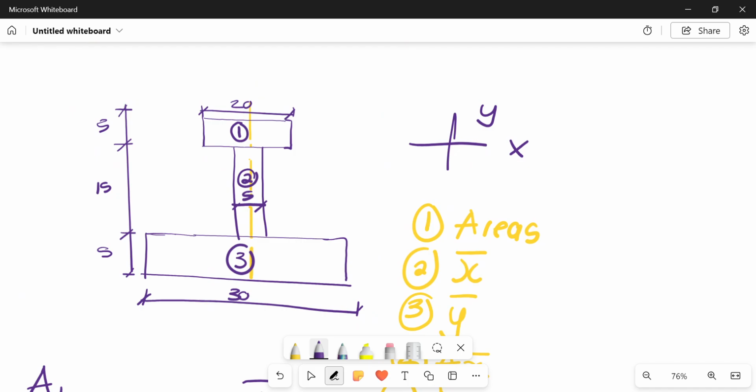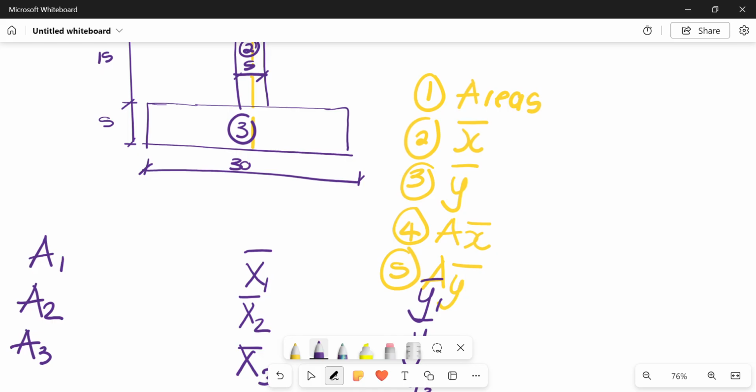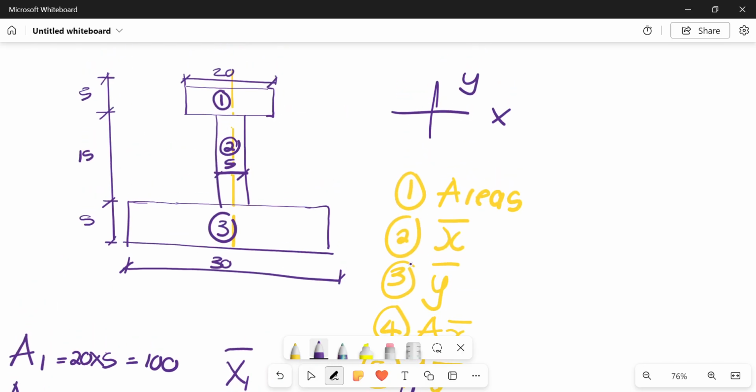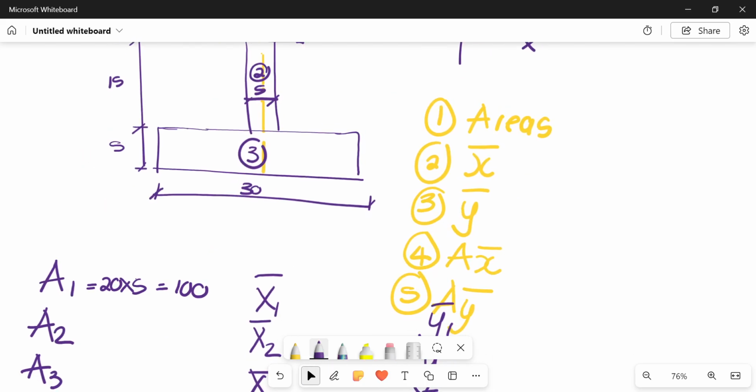So the very first one is this one, so it's 20 times 5. So essentially, you're taking the length times the breadth. We're going to calculate as we move along. So the first one is 20 times 5, and that is 100. The second one, it's this 15 times 5. Okay, 15 times 5.